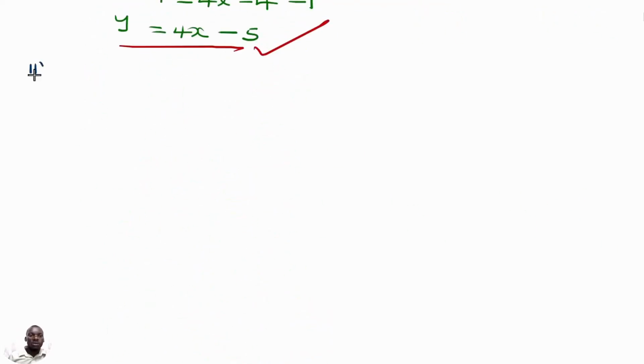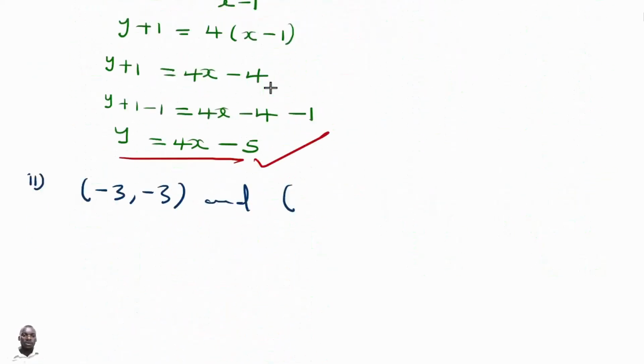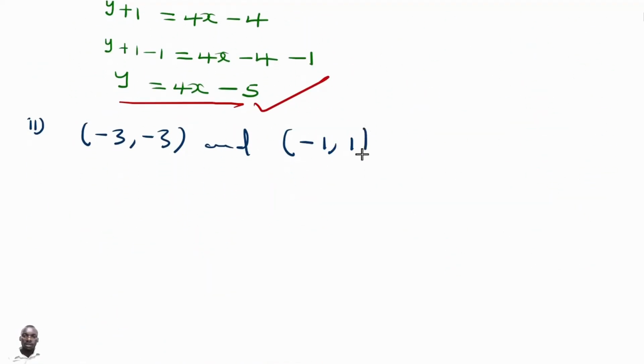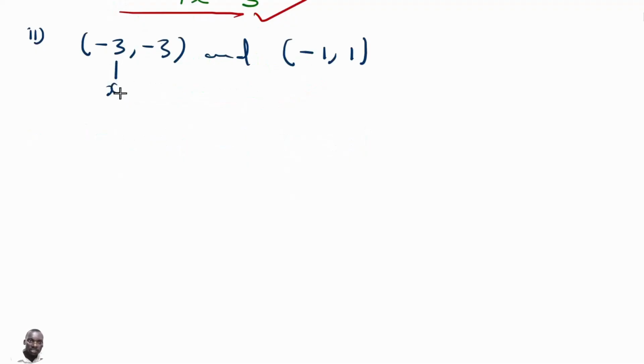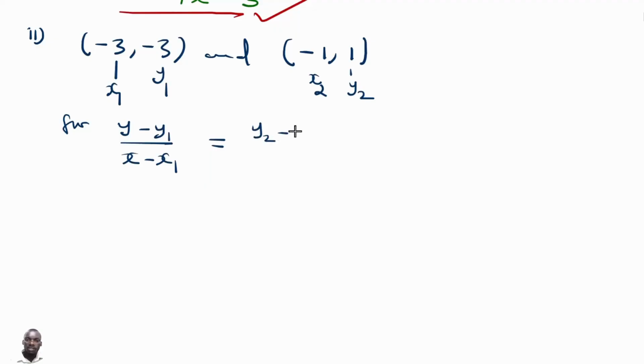So our Roman numeral 2, we have the coordinates at negative 3, negative 3, and let me cross check, negative 1, 1. Likewise, you can make this to be x1. This is now y1, x2, and then this is y2. Still from y minus y1 divided by x minus x1 being equal to y2 minus y1 divided by x2 minus x1. So from here, we are simply going to substitute in.